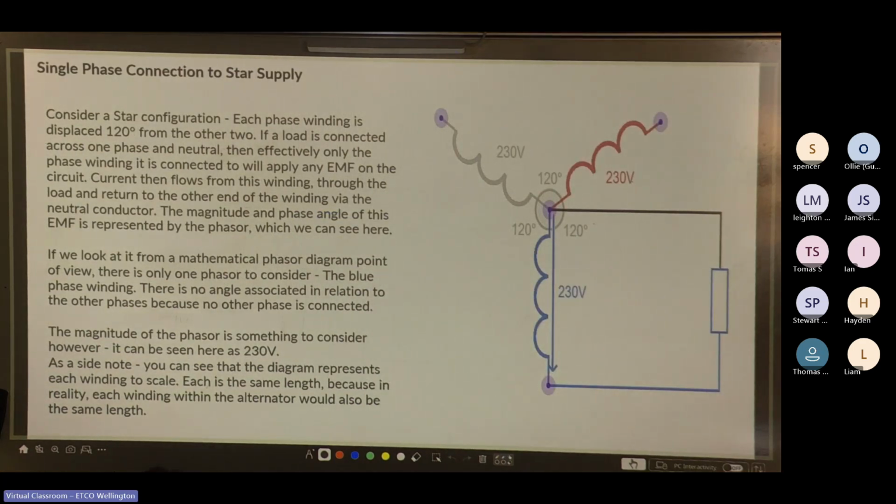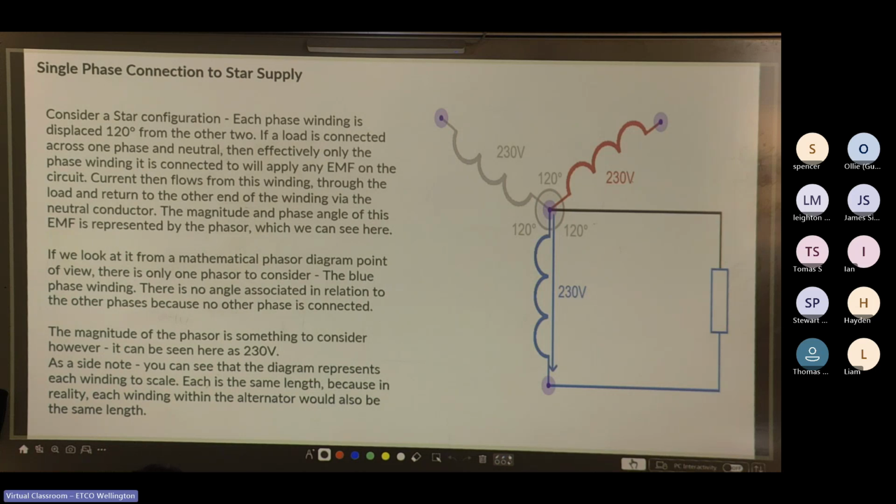Cool. So, single phase connection to star supply. Consider the star configuration, like we can see here. Each phase winding is displaced by 120 degrees, which is why we talk about each phase being spaced 120 degrees out of phase from the other two. If a load is connected across one phase and the neutral, then effectively only the phase winding it is connected to will apply an EMF on the circuit. Current then flows from this winding through the load and returns to the other end of the winding via the neutral conductor. The magnitude and phase angle of the EMF is represented by a phasor, which we can see here.